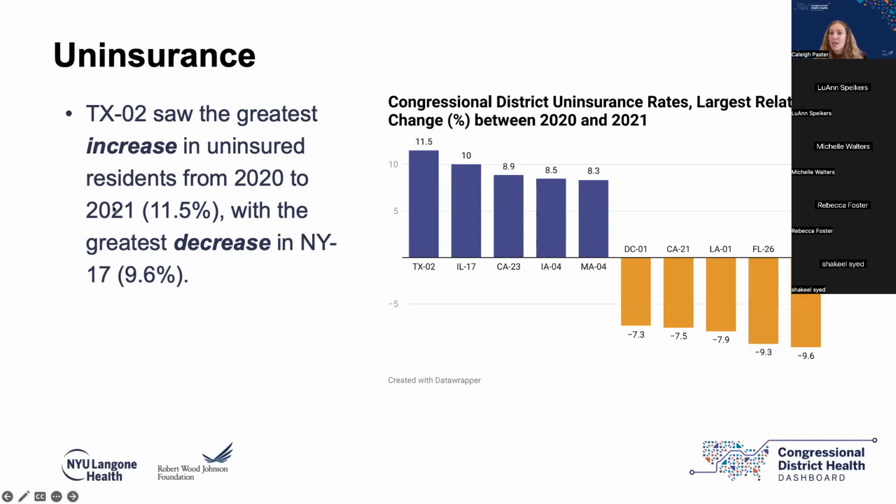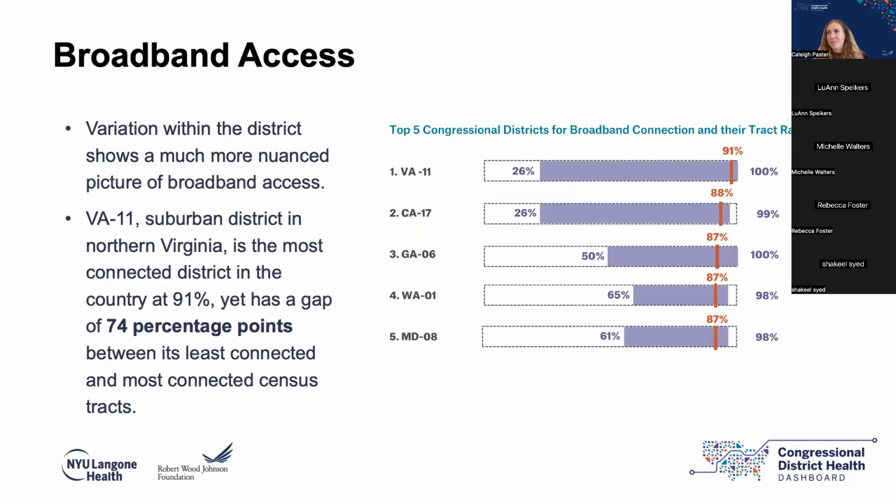And we found that between the years of 2020 and 2021, in Texas's 2nd district, there was the greatest increase in the amount of people that were uninsured, versus in New York's 17th district, there was the greatest decrease in the people who were uninsured. So this is an interesting way to compare between years and certain districts to see, is uninsurance increasing? Is it decreasing? And that's something that you can now do on our site.